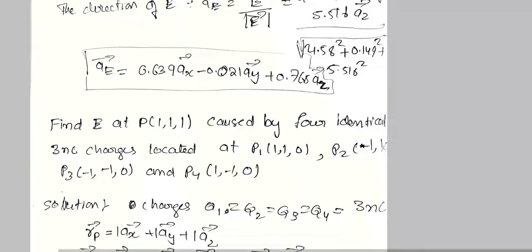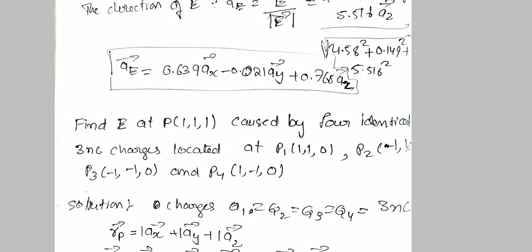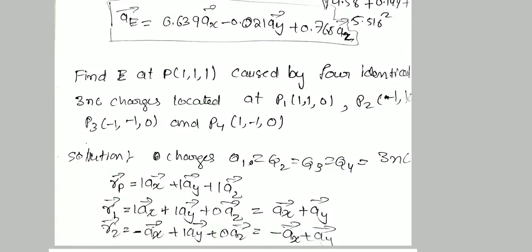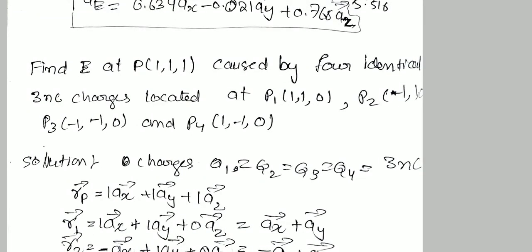Okay, we'll go for another question. Find the electric field intensity at the point 1, 1, 1 caused by four identical 3 nanocoulomb charges located at the positions P1, P2, P3 and P4. They have given the positions of P1, P2, P3 and P4. So there are four charges, and due to these four charges, the total electric field intensity can be calculated here.